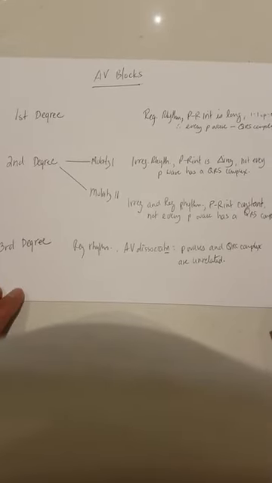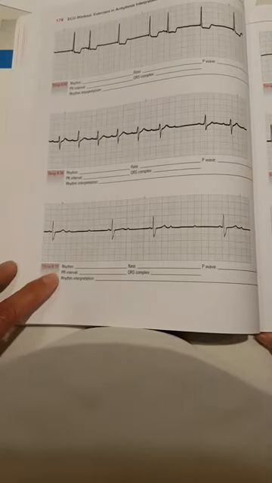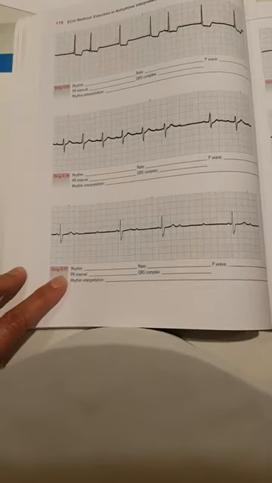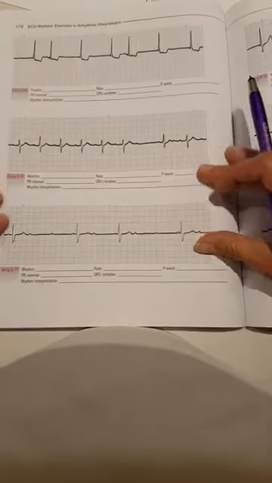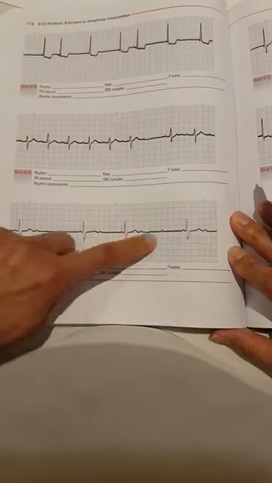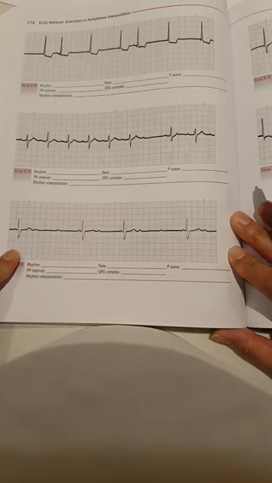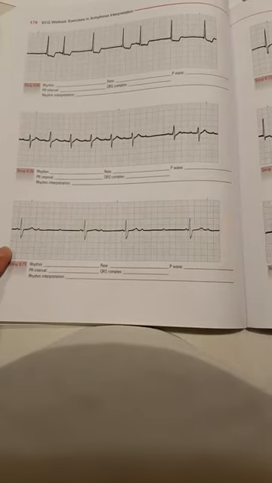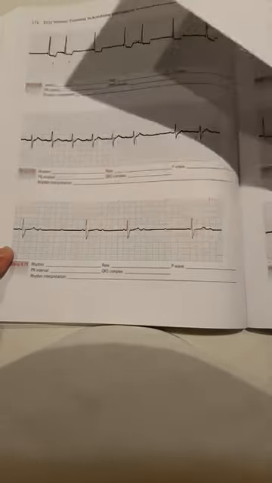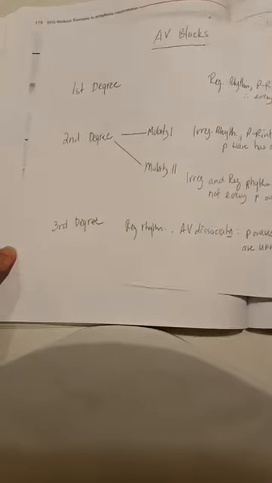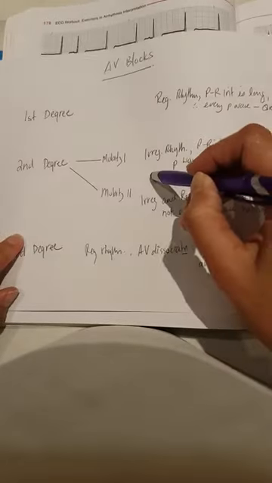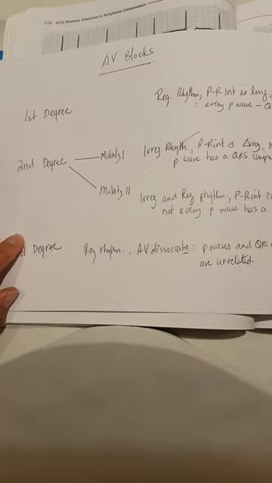So here's a little differential diagnosis. How does this work? All right, let's look at strip 8.71. If you quickly look at this strip from afar, you can see the complexes are spaced out. So this is an irregular rhythm, so right away you can eliminate Mobitz 1, which is irregular. So you have three remaining.